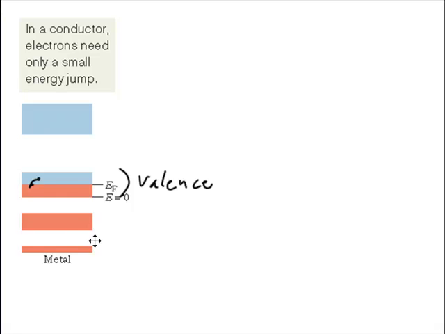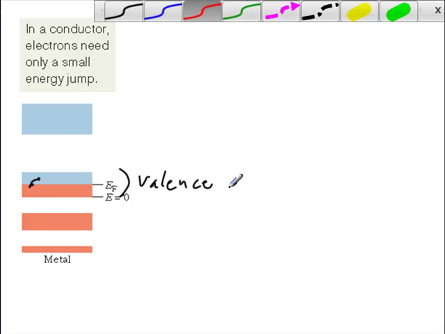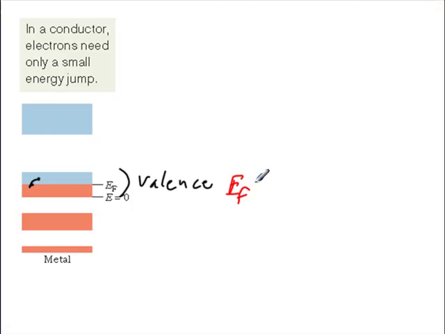So now we want to talk a little more about the physics of what's going on inside a metal. This energy level here that marks the boundary between the filled and the unfilled levels is called the Fermi energy. It's the level that's got a 50% probability of being filled.